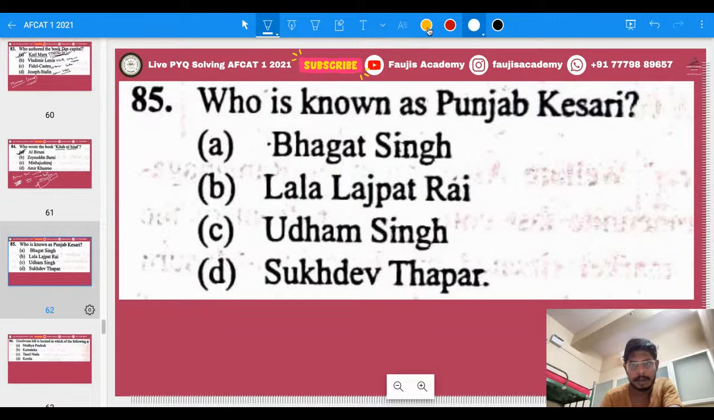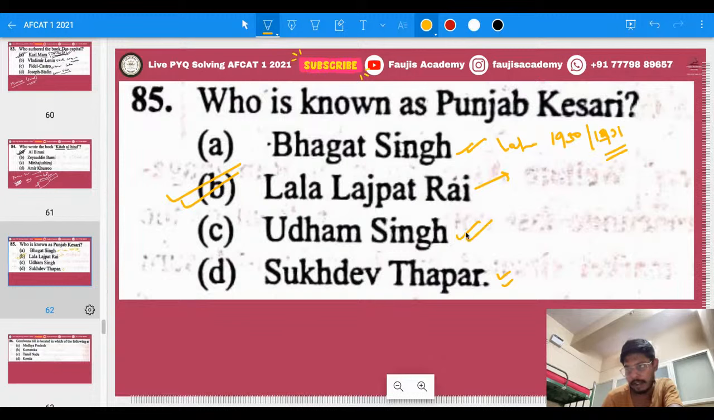All right. Who is known as the Punjab Kesari? Lala Lajpat Rai. He was the freedom fighter whose death happened because he was beaten on his head during the freedom struggle. Bhagat Singh, Sukhdev, and Rajguru were the three young fighters who were hanged in Lahore jail. I don't know whether it was 1930 or 31, please check this one.